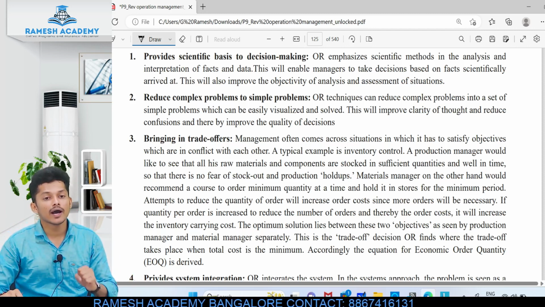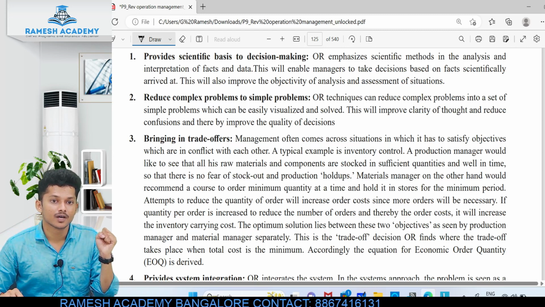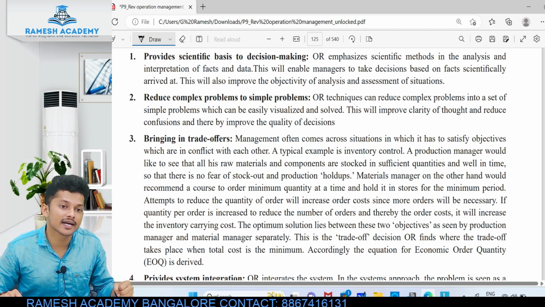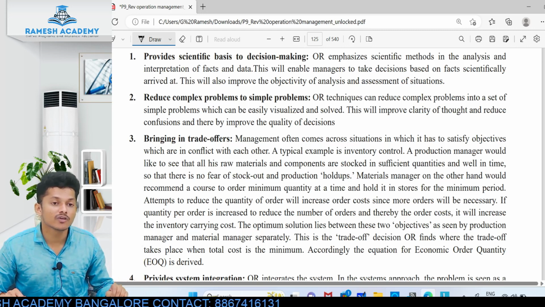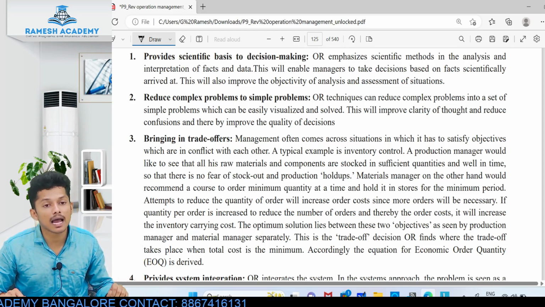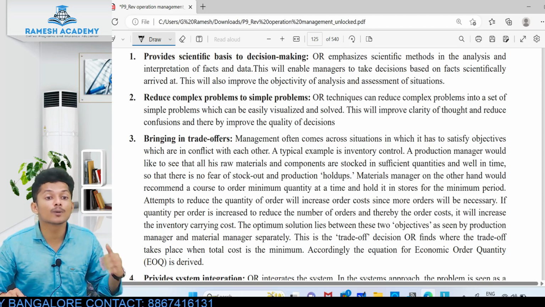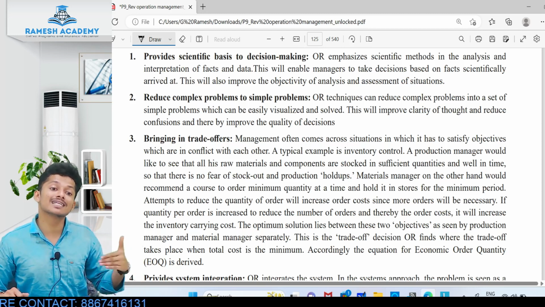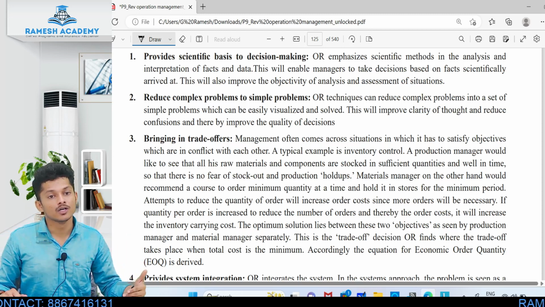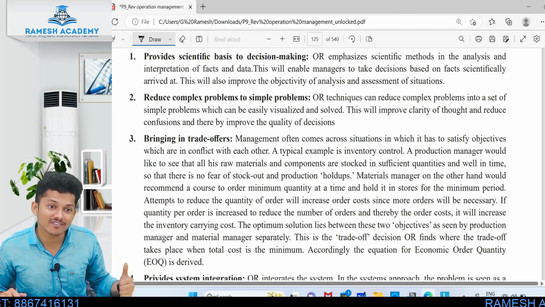Okay, now I have a problem. I want to take a decision regarding the quantity, how much to sell in the market. So if I use a mathematical model, what happens? I would not get the optimum solution. Even if I got an optimal solution, I would not know whether it is optimal or not. That's why I have to go for the scientific basis.